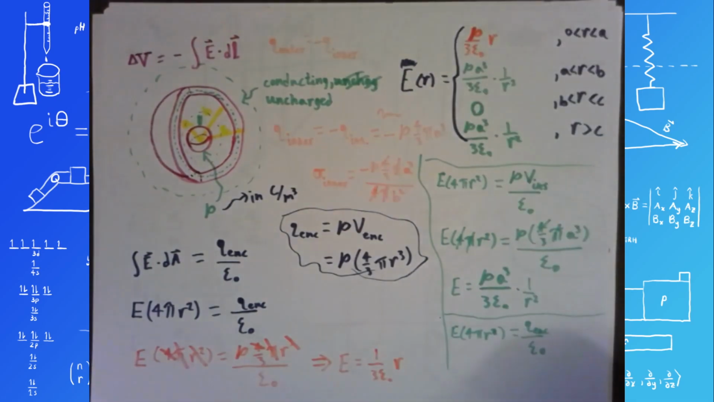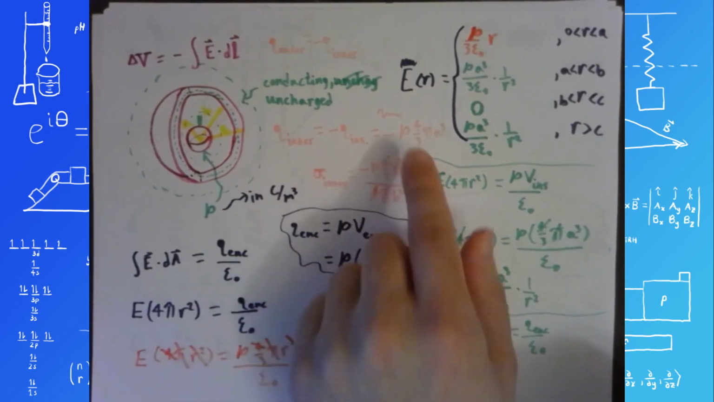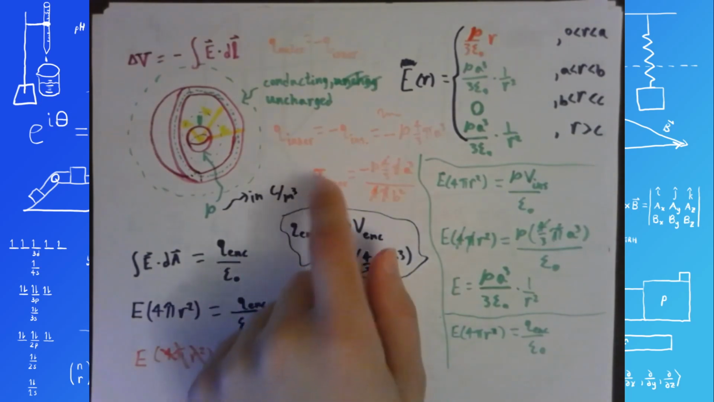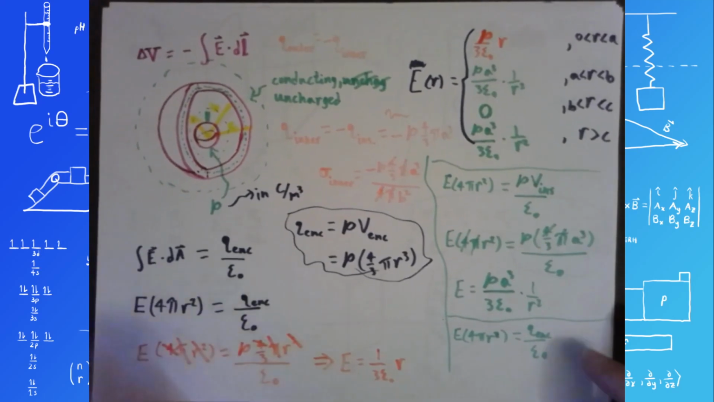And negative Q inner is just Q of the insulator, which is rho times 4/3 pi a cubed without the negative sign. And then divide that by 4 pi c squared in order to get the outer surface charge density, and you're done there. So that's how you would address those two questions about total charge on the inner and outer surfaces and the surface charge density.